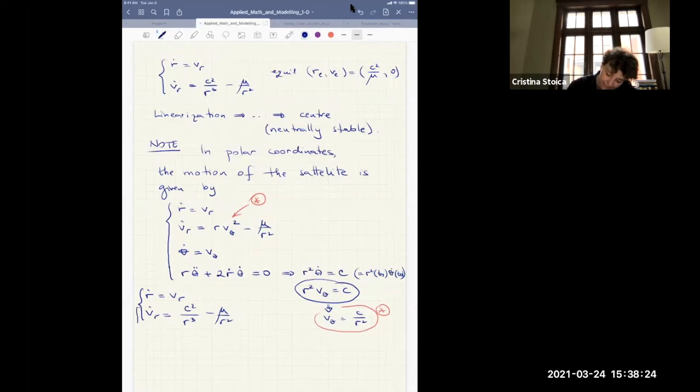Say we solve r of t, v_r of t somehow. Maybe I can solve it. Then what is theta of t and v theta of t? What are these guys? That's the question I want to answer.